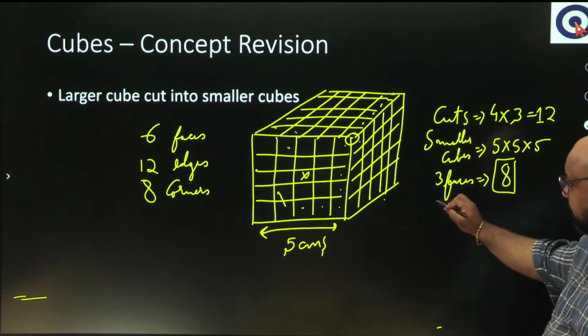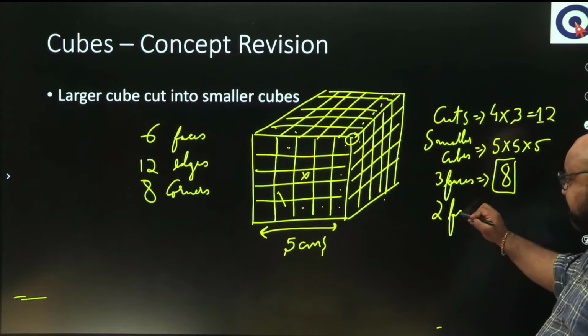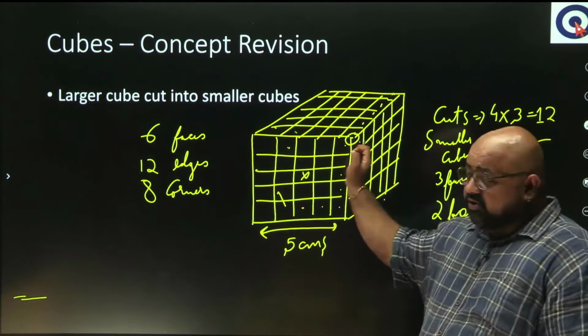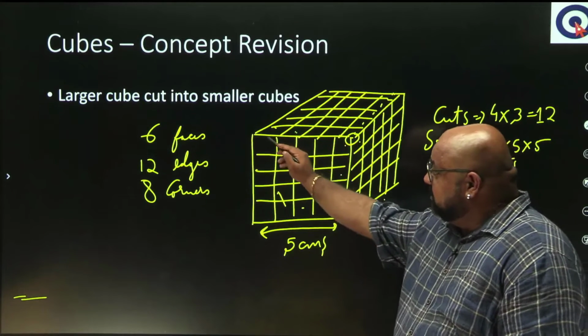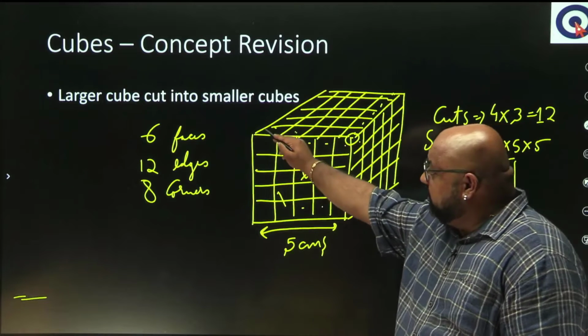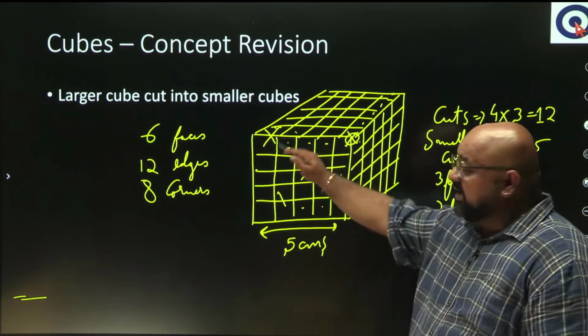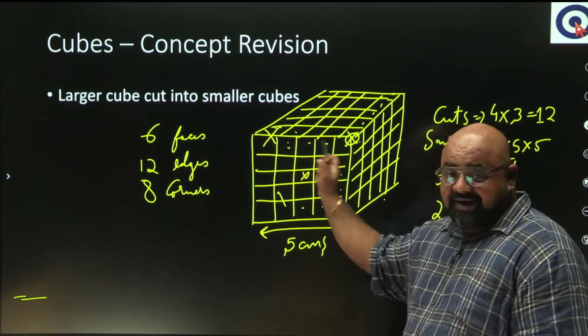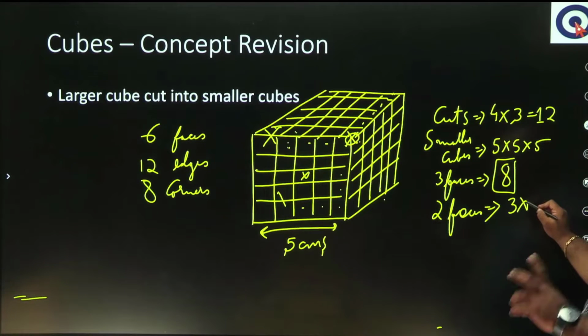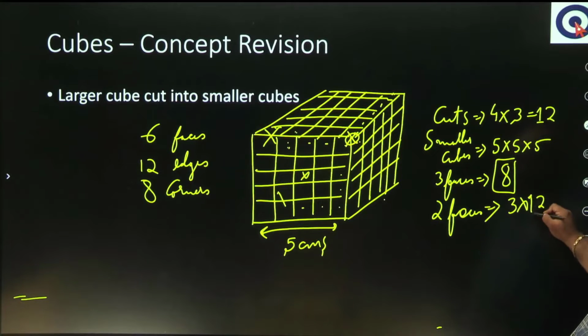If I look at smaller cubes with 2 faces colored, they are the ones on the edge. Now on the edge there are 1, 2, 3, 4, 5 smaller cubes, but these 2 will be cancelled because they already have 3 faces colored. So the remaining are 3, and there will be 3 such cubes on each edge. Therefore a total of 3 into 12 or 36.